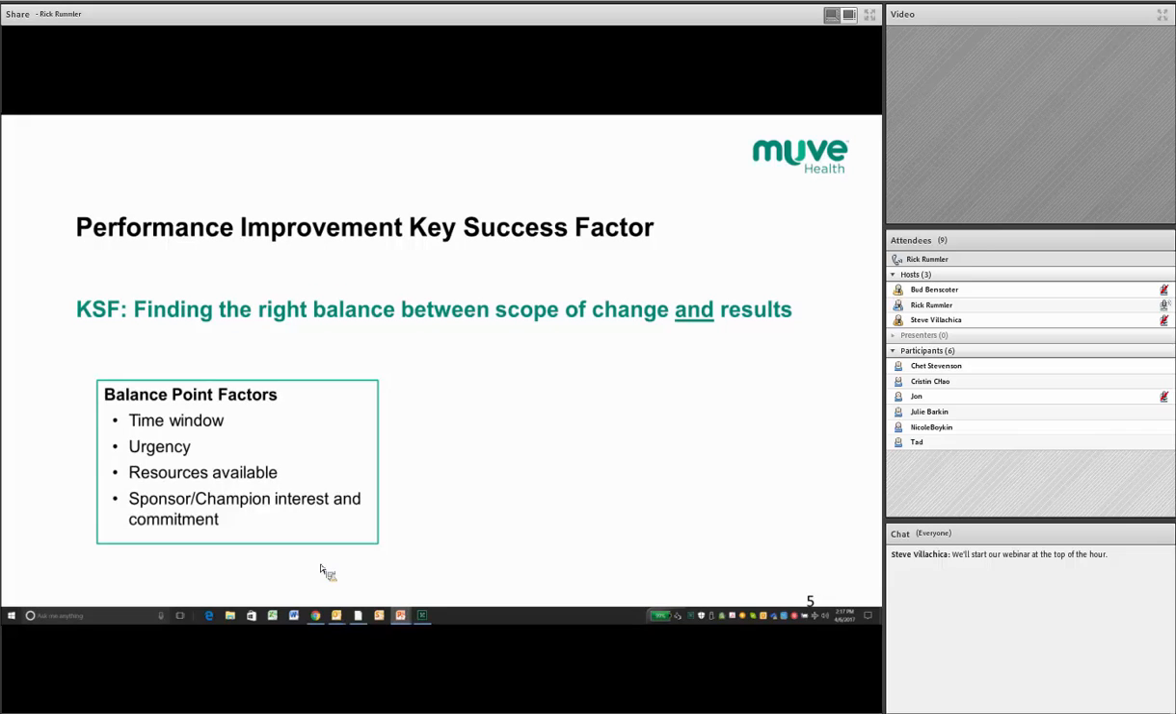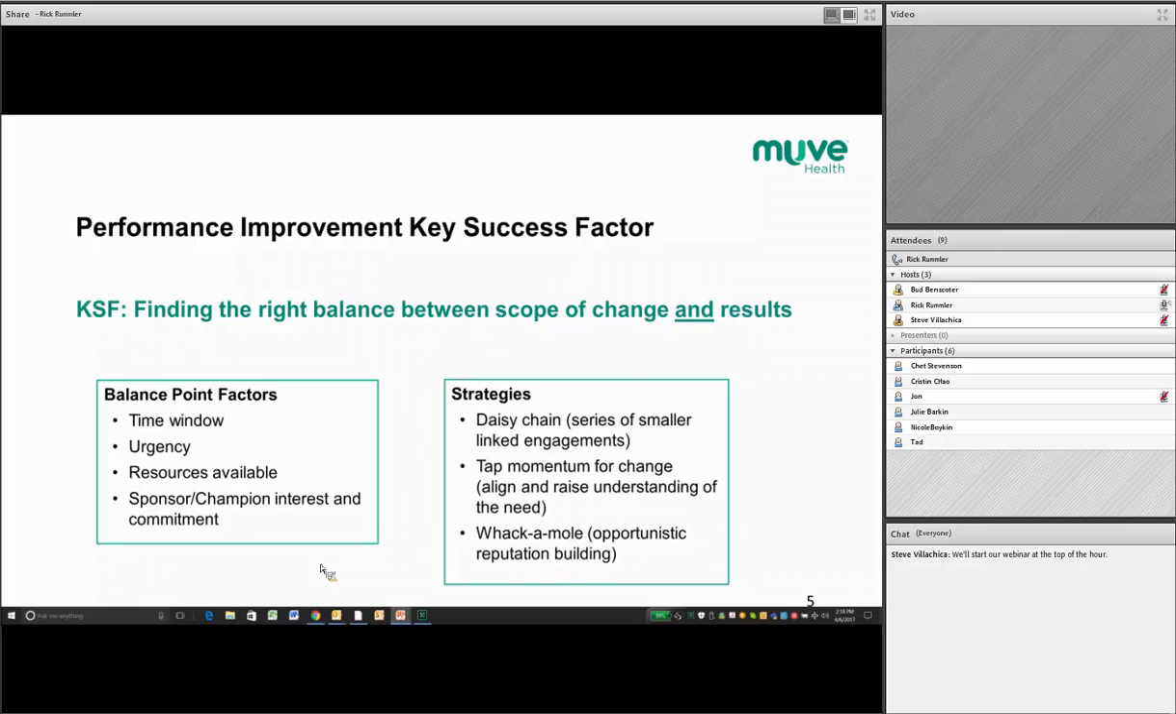Next one is urgency, both perceived and real urgency need to be factored in. What are the resources available? Your own time, as well as access to subject matter experts or other experts inside or outside the organization. And then there's always the question of sponsor or champion interest and commitment to what we're doing. Now, it's not an exhaustive list, but those tend to be some of the key things that come to mind first and foremost. And just pointing out that we never have the luxury of the perfect situation for doing performance improvement. We're always dealing with trade-offs and finding the balance.